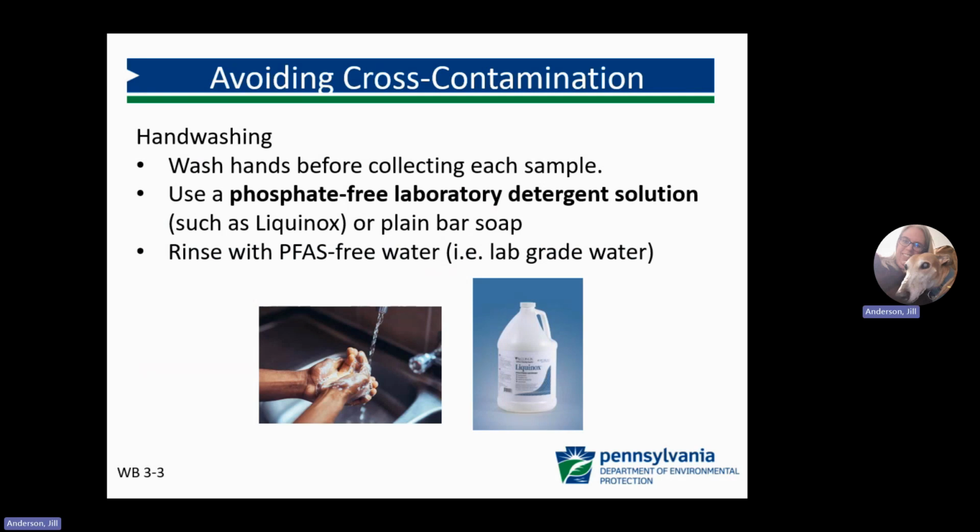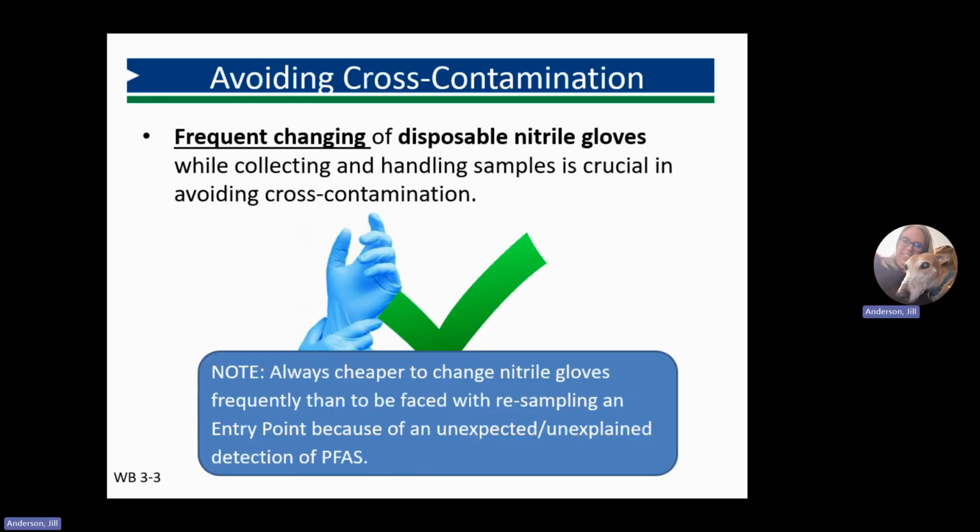Hand washing is critical for PFAS sample collection. Samplers should wash their hands after handling any materials that may contain PFAS and before collecting each sample. Hand washing should be done with a dilute solution of a phosphate-free laboratory detergent or a plain bar soap. Rinse with PFAS-free water, such as lab-grade reagent water.